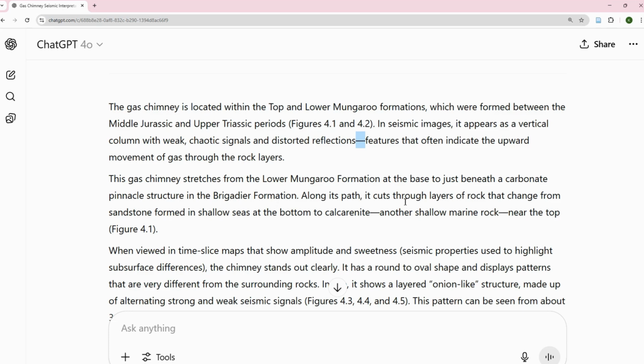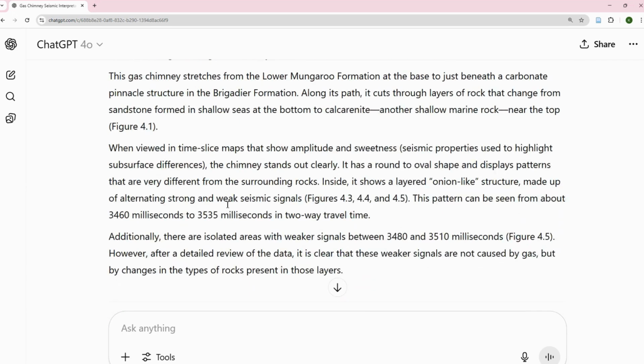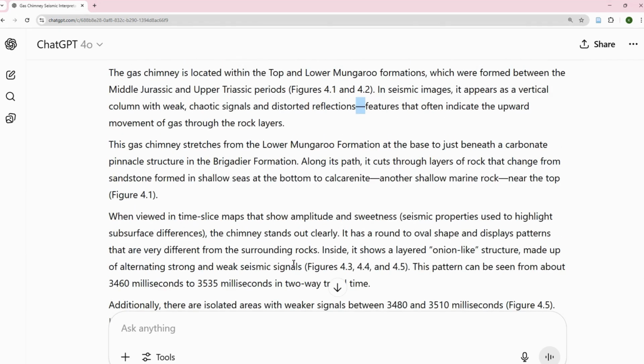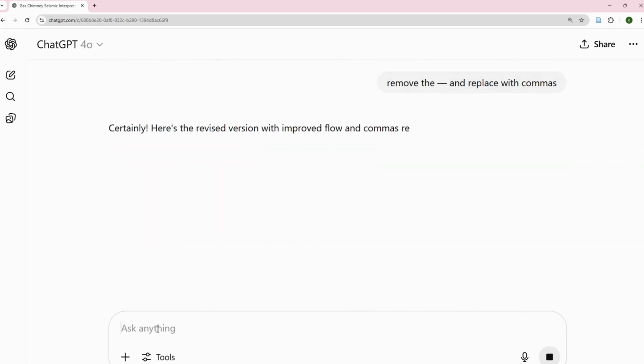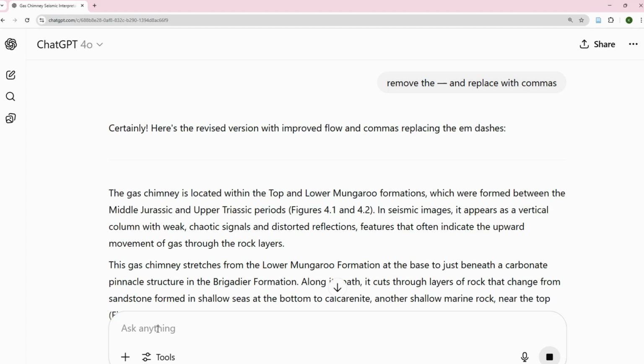Along its path, it cuts through layers of rock that change from sandstone formed in shallow seas at the bottom to calcarenite, another shallow marine rock near the top. Yeah, so we can just say remove the hyphen and replace with commas. Okay, which were formed. That makes sense, isn't it?